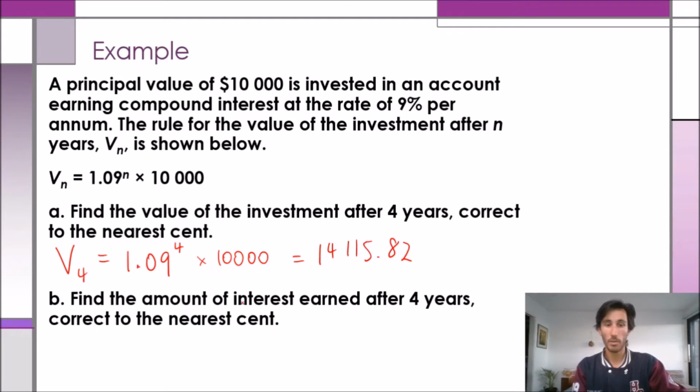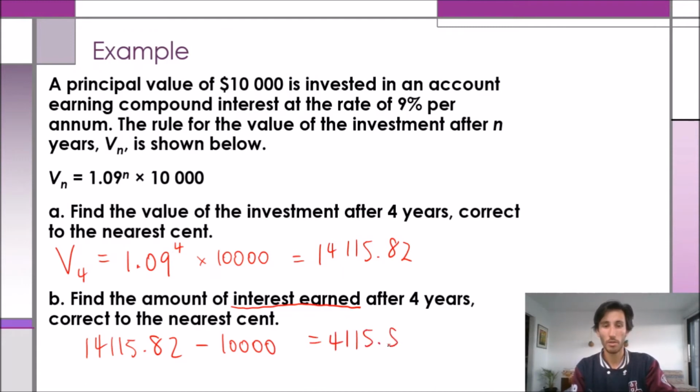Now, find the amount of interest earned after 4 years. So, amount of interest earned. This is the total value. The amount of interest is just this value minus the original value, the starting value. So interest is just the amount earned on top. Let's put some dollar signs here as well, because we are talking about money.